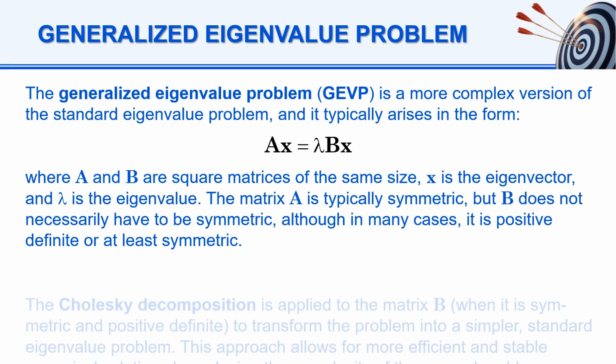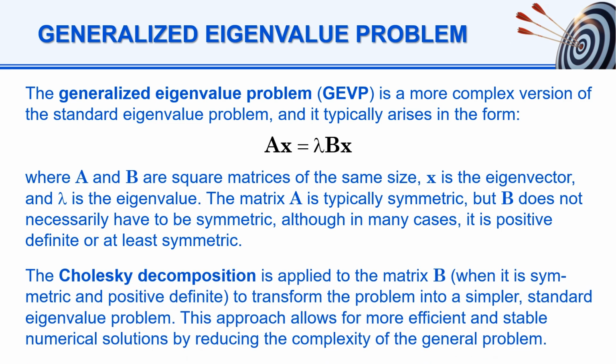The Cholesky decomposition is applied to the matrix B when it is symmetric and positive definite to transform the problem into a simpler, standard eigenvalue problem. This approach allows for more efficient and stable numerical solutions by reducing the complexity of the general problem.